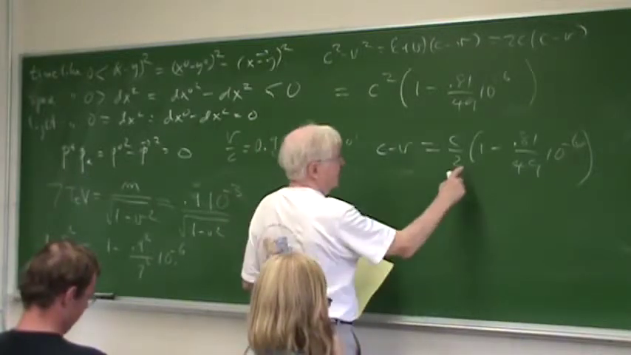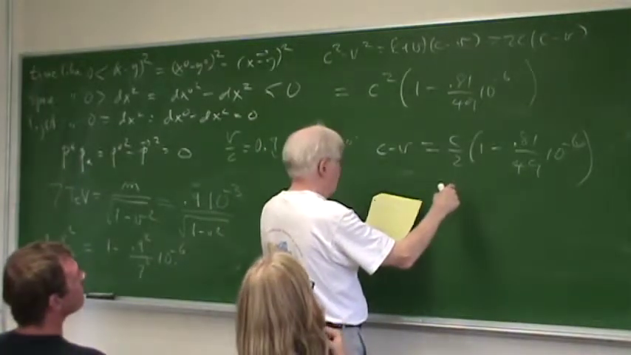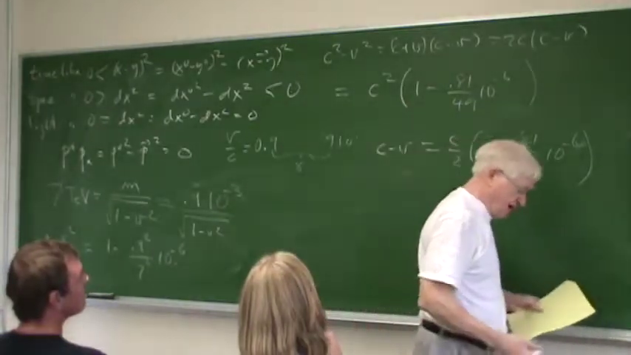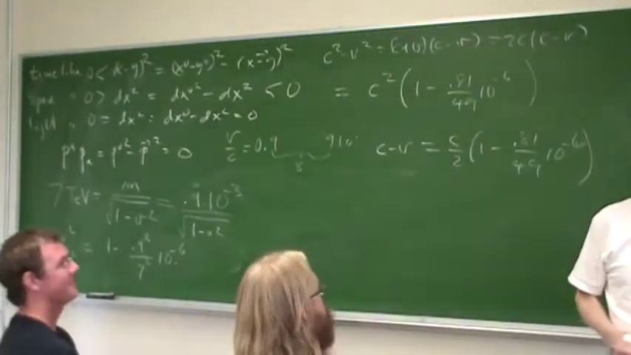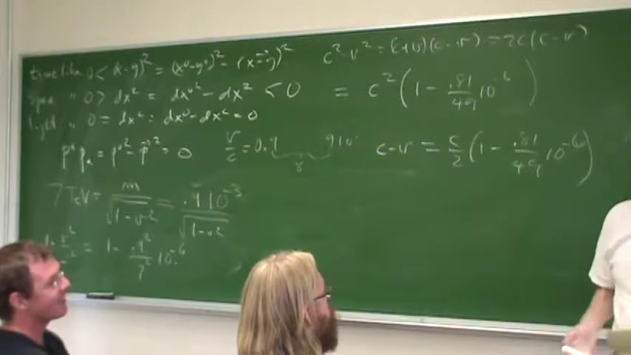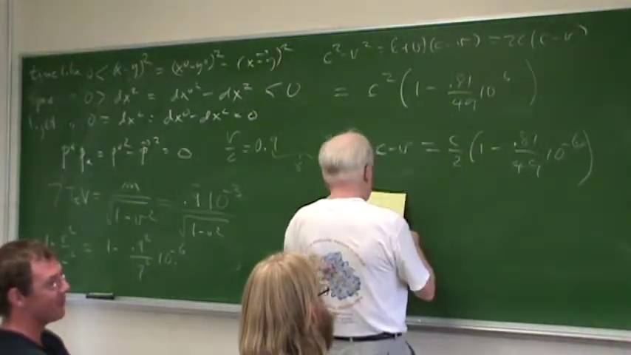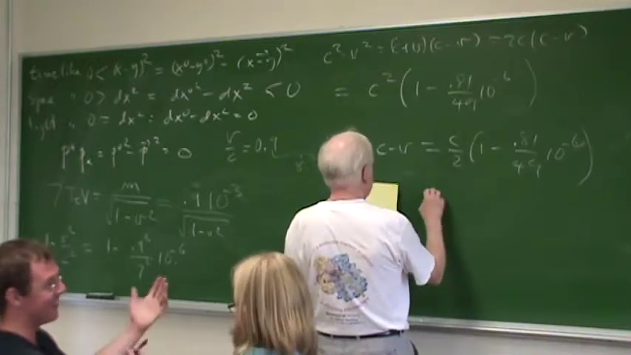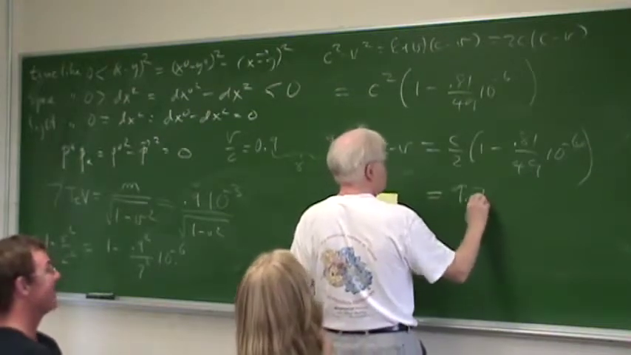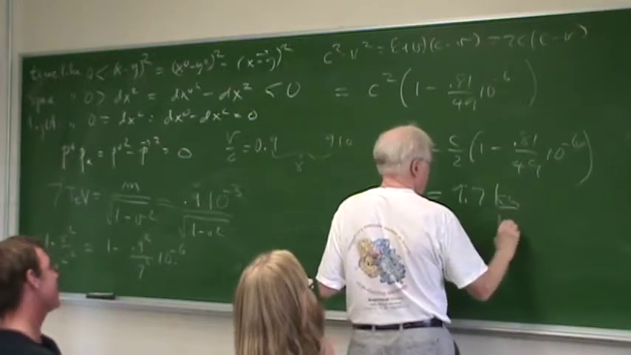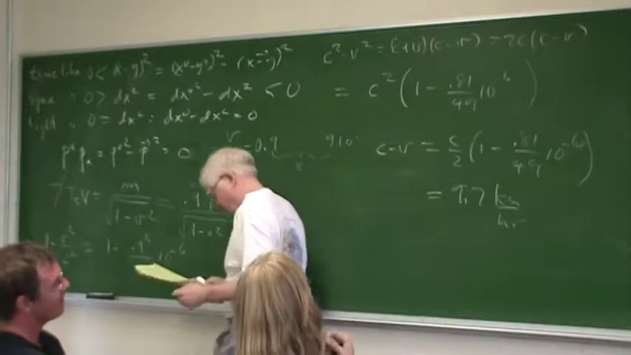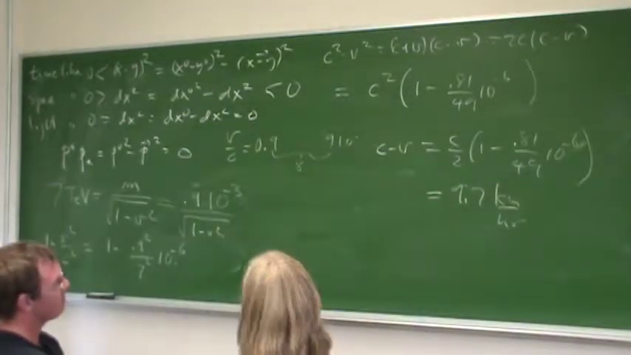Well, to find out what c is in kilometers per hour, I just Googled it, and it's 1 times 10 to the 9th kilometers per hour. And so anyway, I worked this out and got 9.7 kilometers per hour. That's what I got for it. I may have screwed up, but that's right.